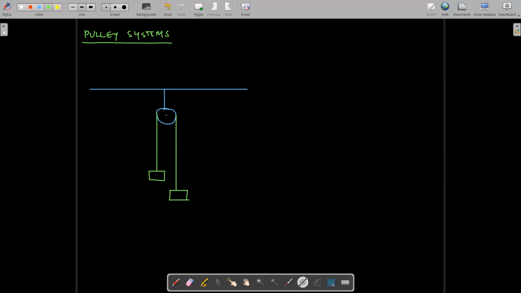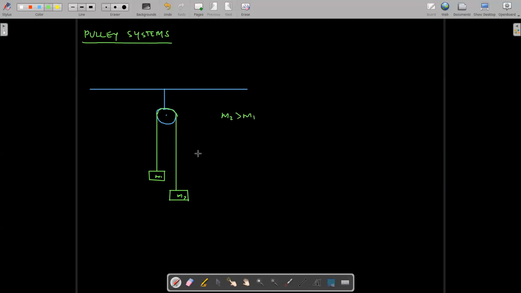Say there is another block with a mass m2. This has a mass m1 and this has m2. This is a connected line, of course. This is the string. So two masses are placed at the two ends of the string, such that m2 is greater than m1.